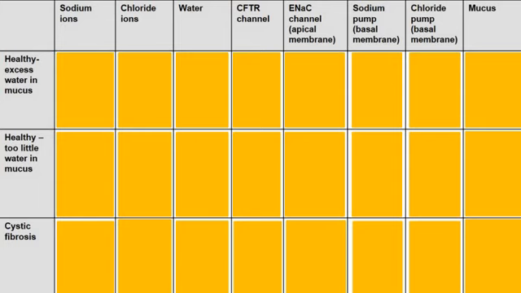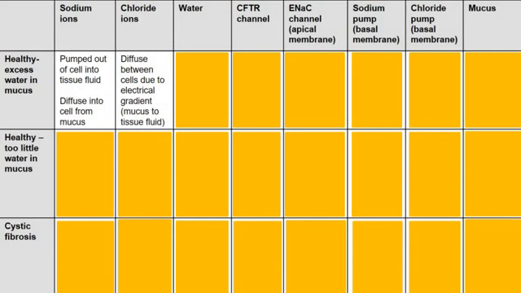Let's go through. So, our sodium ions start by being pumped out and they diffuse from the cell into the mucus. Next, we have chloride ions diffusing between the cells due to the electrical gradient from the mucus to the tissue fluid. Our water is moving out of the cell into the tissue fluid, and it's also going to move into the cell from the mucus.